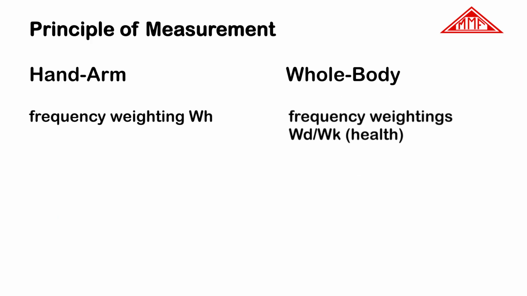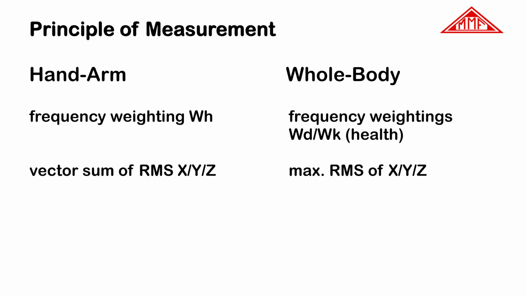Let's take a quick look at the measurement principle. Frequency weightings that take health risks into account are used to measure human vibration: WH for hand-arm, WD and WK for whole-body vibration. For hand-arm vibration, the vector sum of the RMS values in the 3 measurement axes is calculated. For whole-body vibration, the highest of the 3 RMS values is relevant for the evaluation.